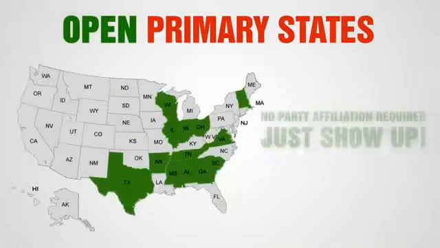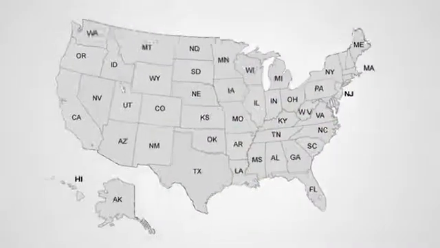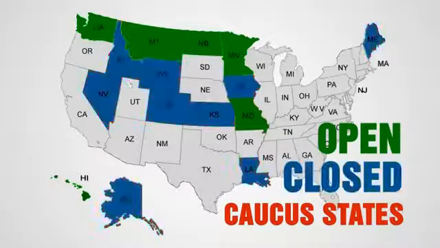If you live in one of these other primary states, you do not have to worry about party affiliation, as these are either open or blanket primaries. In other words, just show up. Now let's look at the caucus states. If you live in one of these states, you're in a caucus state. Just as in a primary state, you must determine if the caucuses are open or closed. If closed, you must register Republican in time to be allowed to vote in the caucus.